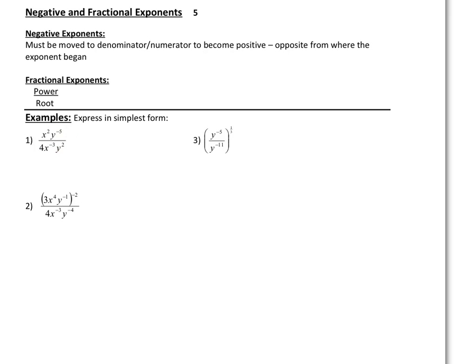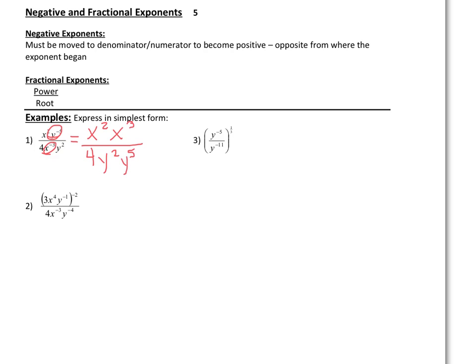So to do that, x squared is going to stay on top, 4 will stay on the bottom, and y squared is going to stay on the bottom. The only thing I'm moving is what has negative exponents. So y to the 5th will move to the bottom, and x to the negative 3rd will move to the top.